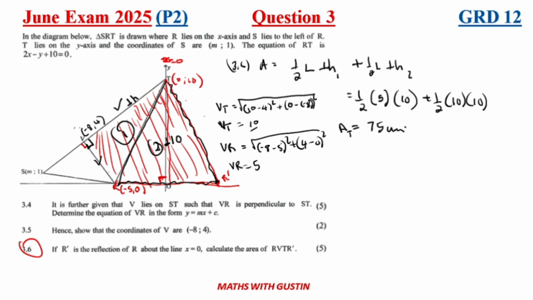And then you must also show the examiner that you understand what you're doing. You can also put 75 units squared. And then that will be it for question 3, guys.